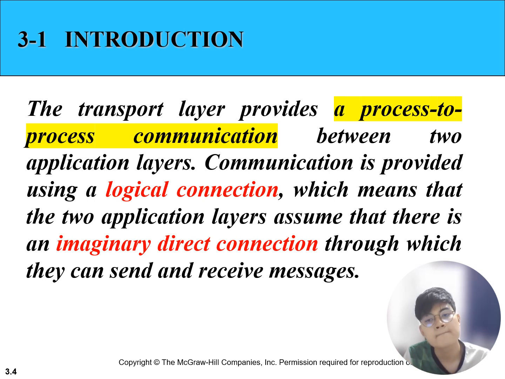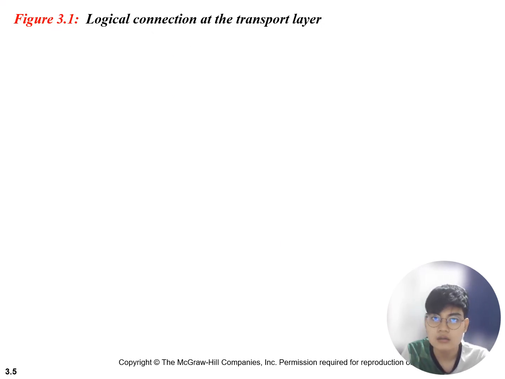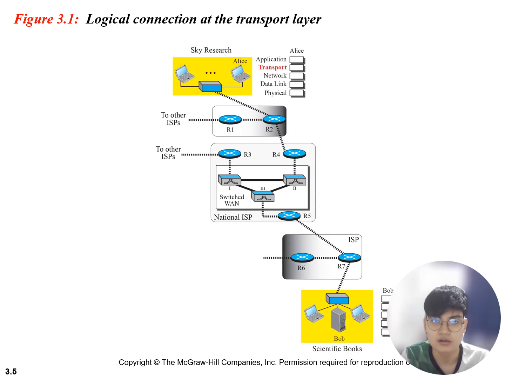The first one, introduction. The transport layer provides process-to-process communication between two application layers. Communication is provided using a logical connection, which means that the two application layers assume that there is an imaginary direct connection through which they can send and receive messages. This is a picture of a logical connection at the transport layer.